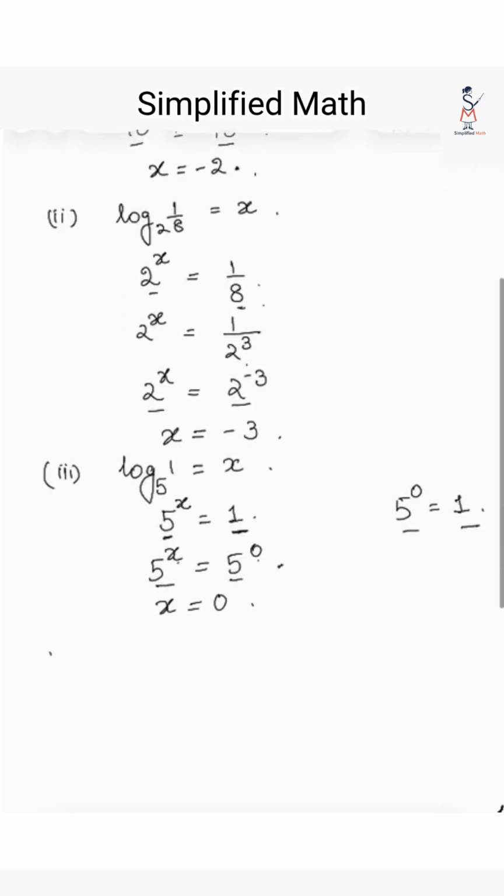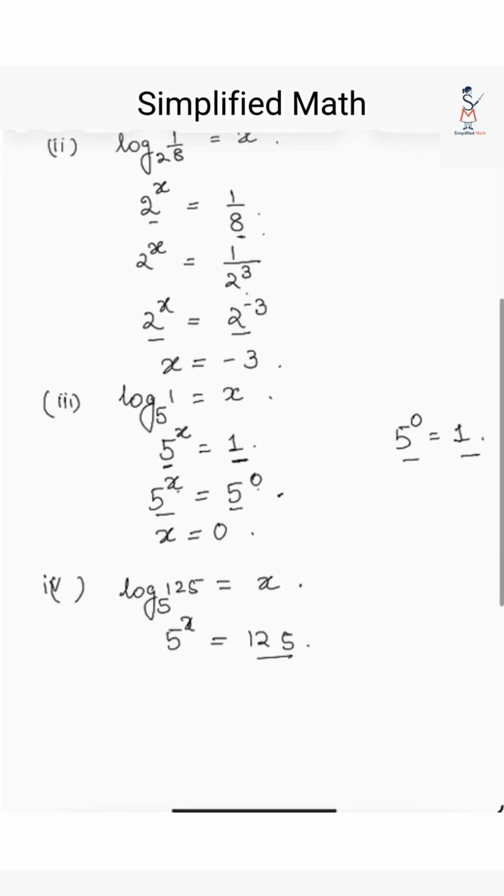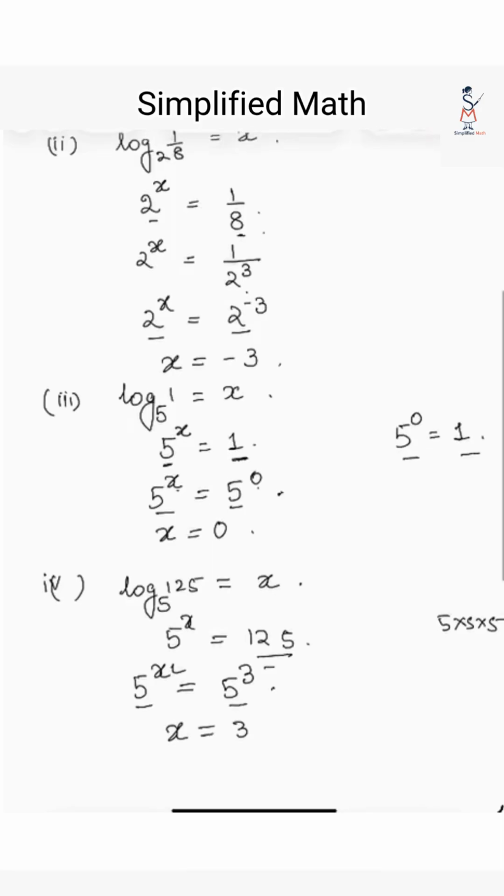Fine. So now we will see the fourth one, log 125 to the base 5. Let it also be equal to x. 5 raised to the power x is equal to 125. When you factorize 125, it becomes 5 into 5 into 5. Same way, 5 raised to the power x is equal to 5 raised to the power 3. The bases are same, the powers become equal. So x is equal to 3.